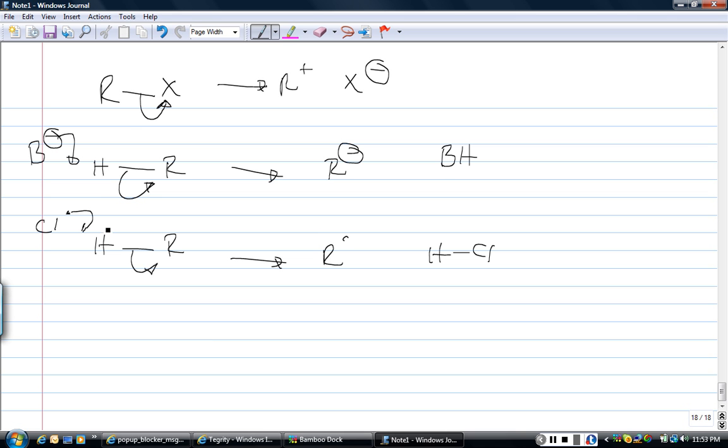And in this case I'd get HCl, in this case BH. Okay, so carbocations and carbanions form by two electron motion. Two electrons either moving away from R to give carbocation, or two electrons moving towards R to give the carbanion. Free radical formation involves single electron migration, a single electron moving towards the R to give rise to the free radical. So this is a homolytic process. These two are heterolytic, so these are heterolyses. This is a homolysis.